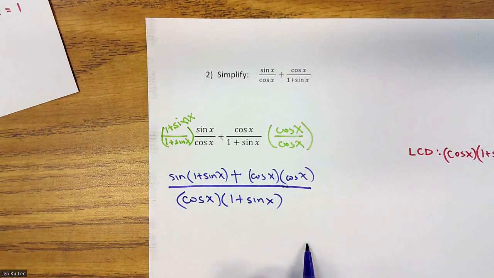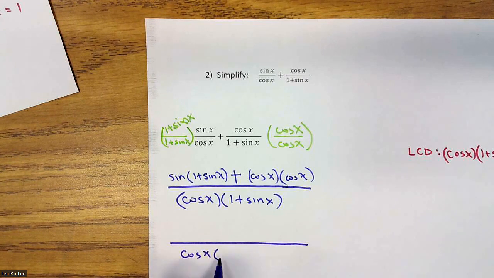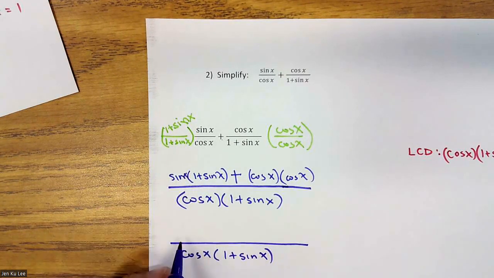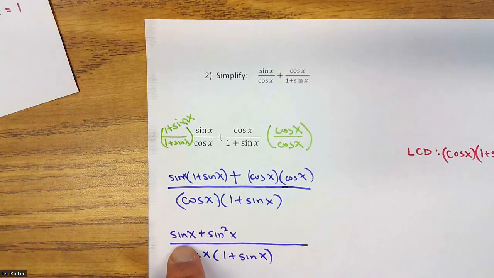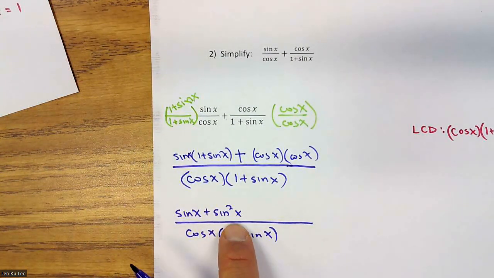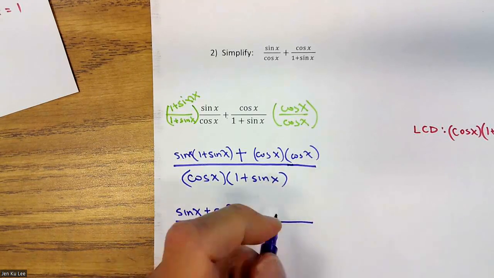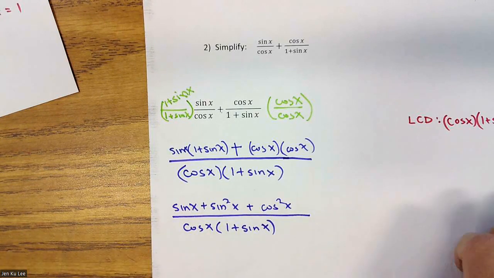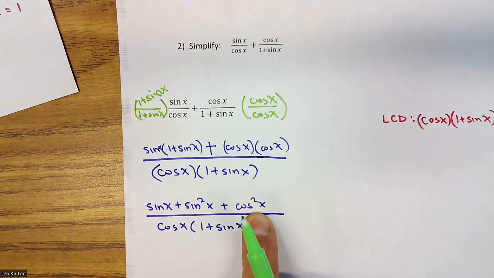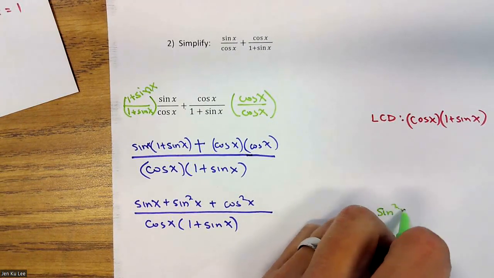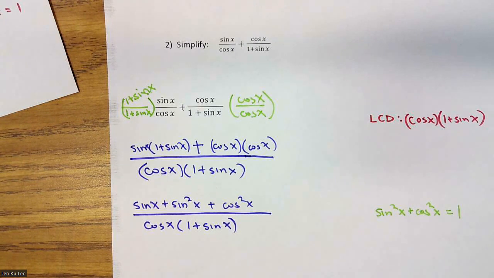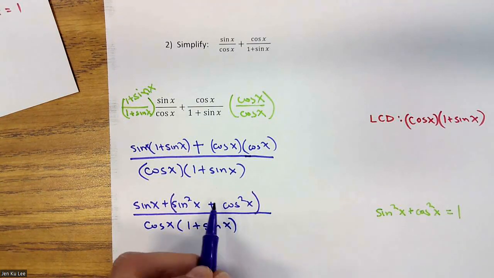Here in my numerator, I am going to distribute that out, okay? I'm going to distribute the sine out. So that's sine of x plus sine squared x. Sine times 1 is sine x. Sine times sine is sine squared x. Plus cosine of x times cosine of x. That's cosine squared x, right? So I notice that I have, again, sine squared x plus cosine squared x, right? Sine squared x plus cosine squared x equals 1, right? So if it equals 1, then I can make this whole thing equal to 1, right?